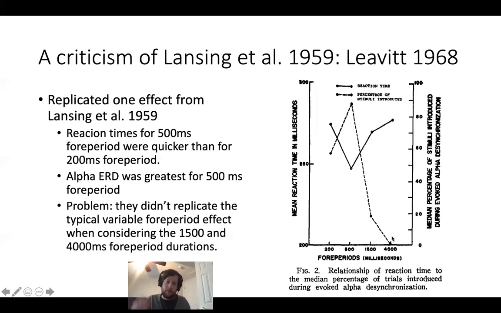And so this really throws a wrench in the original findings, because these variable 4-period effects are just really short. For later variable 4-period durations, the effect goes away basically completely. And the relationship between the alpha amplitude and the reaction times gets much more complicated as well.